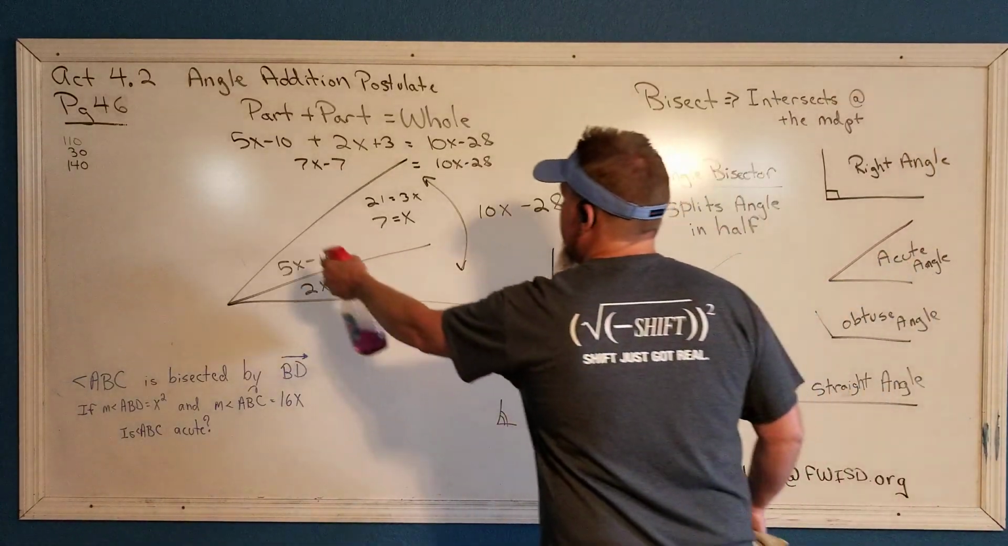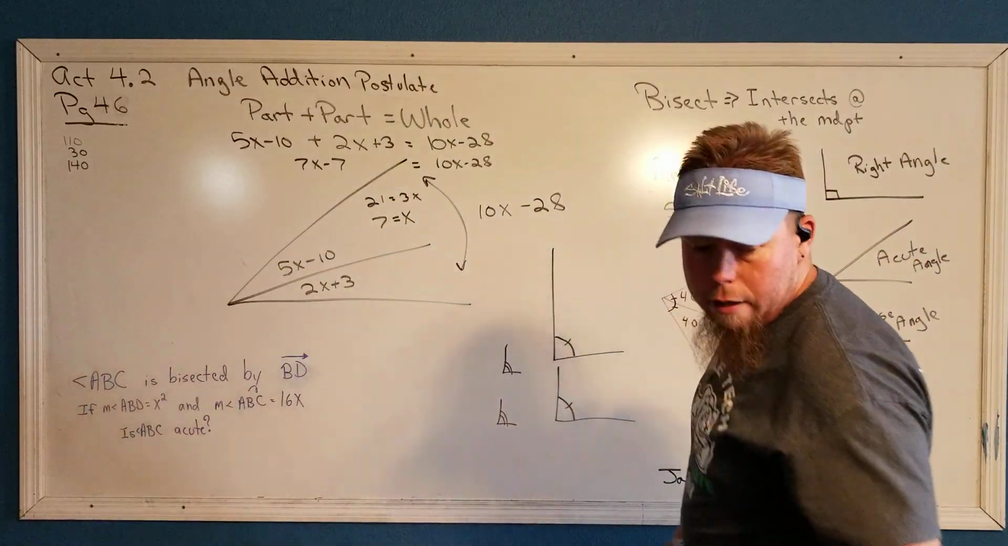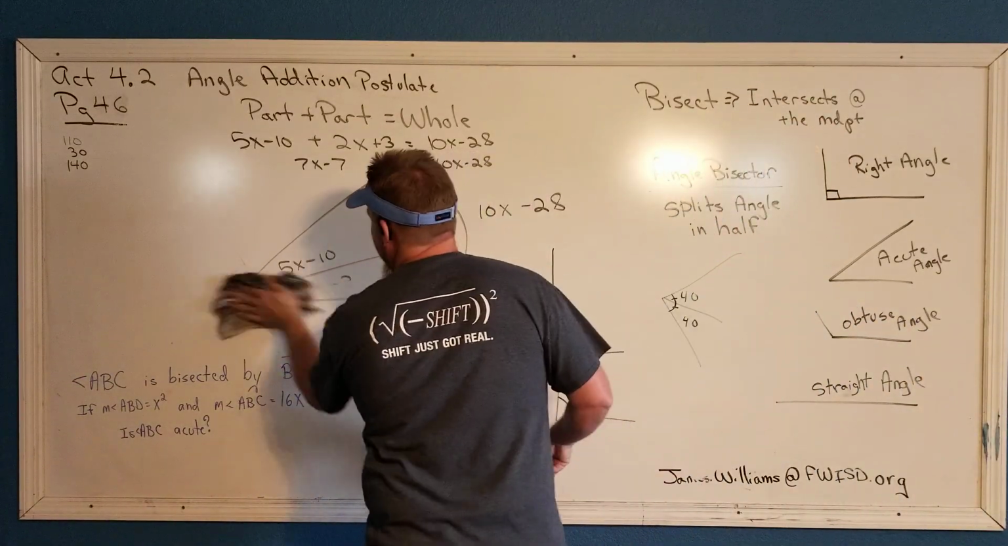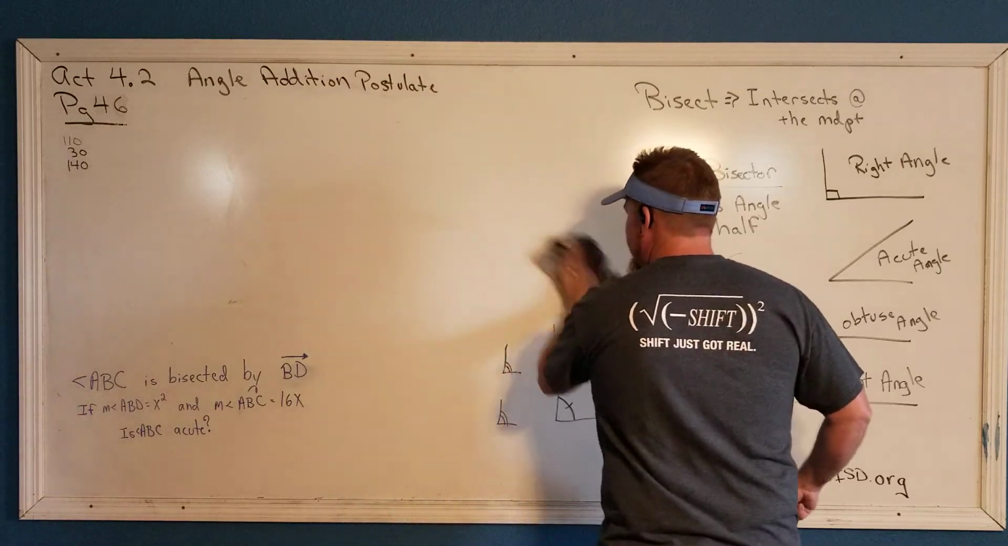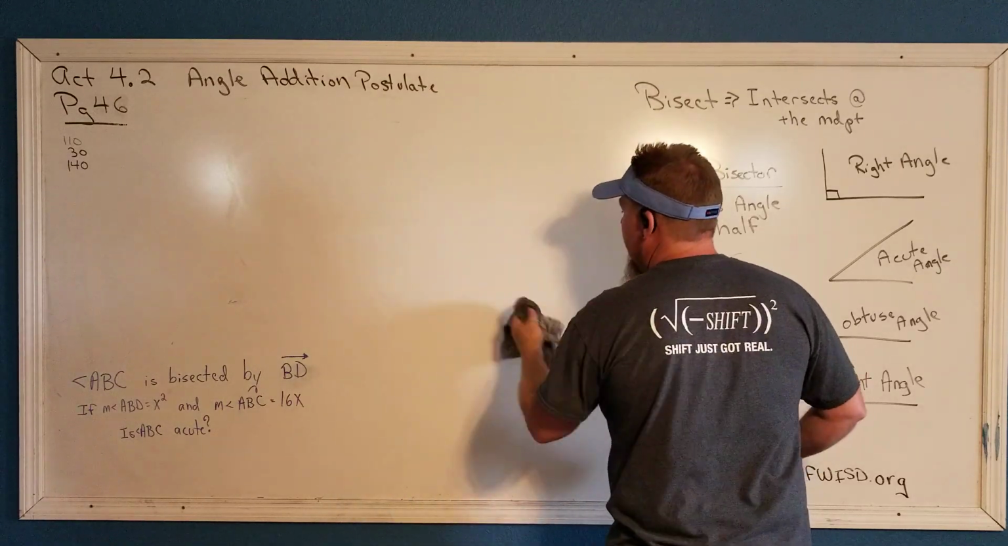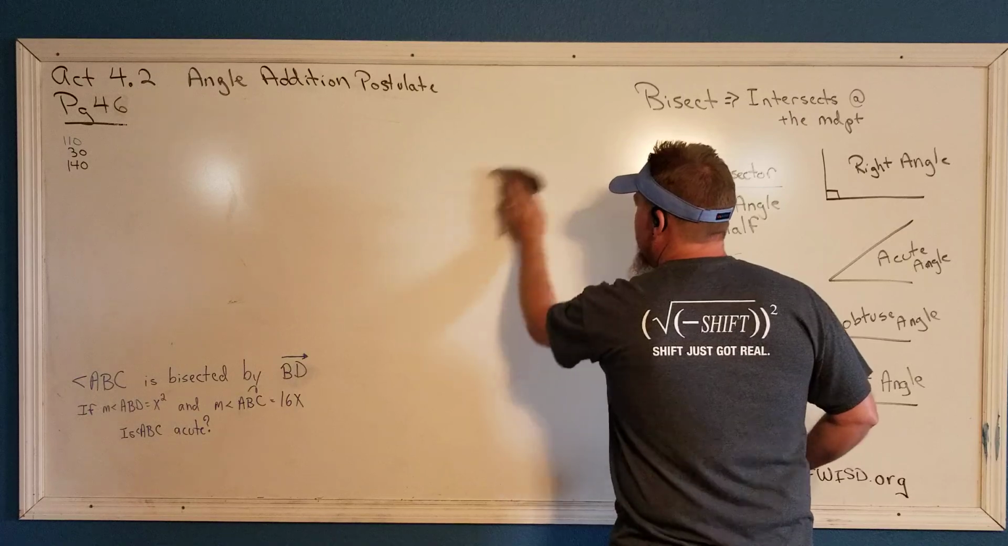So what I'm going to do is erase this section right here. We'll make all this disappear, and we'll get a nice clean board so that we can see what we're doing. And we're going to draw a picture here. Now, how do I draw this picture? Should I draw it as an acute angle, obtuse angle?